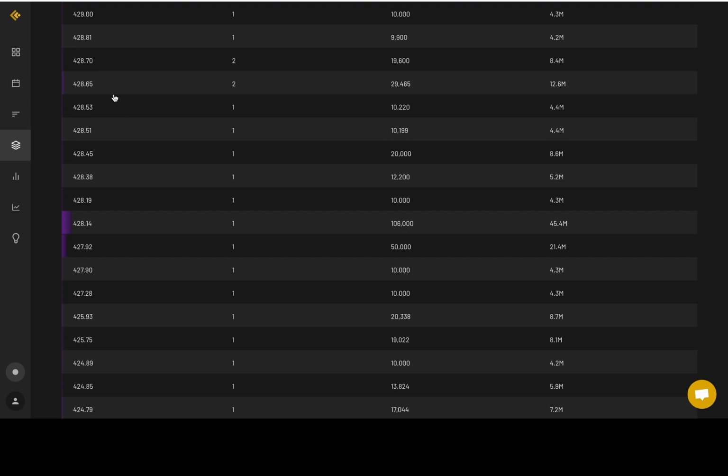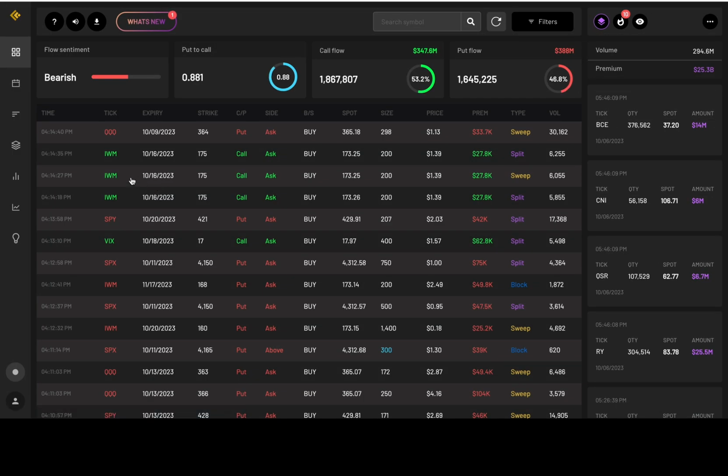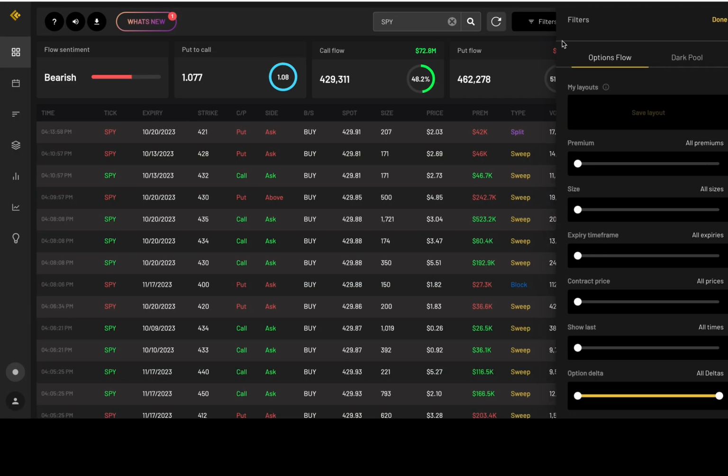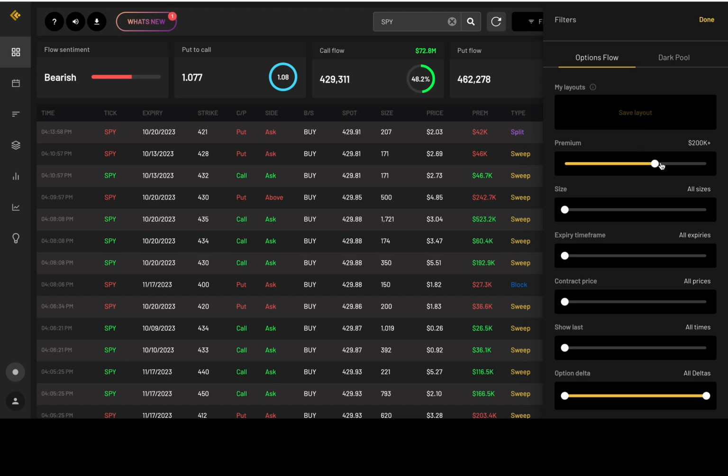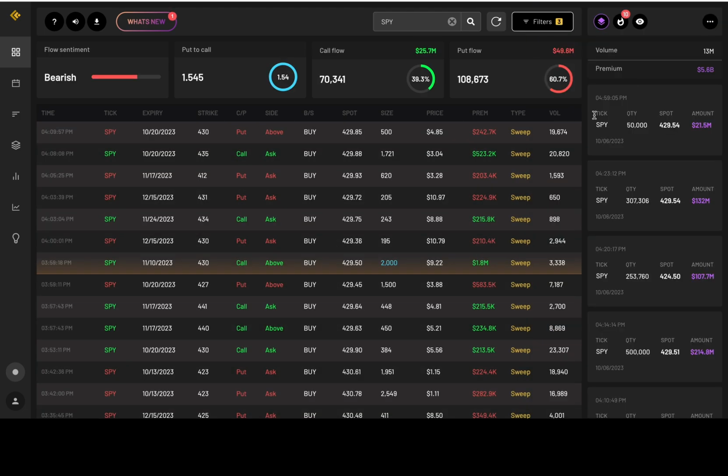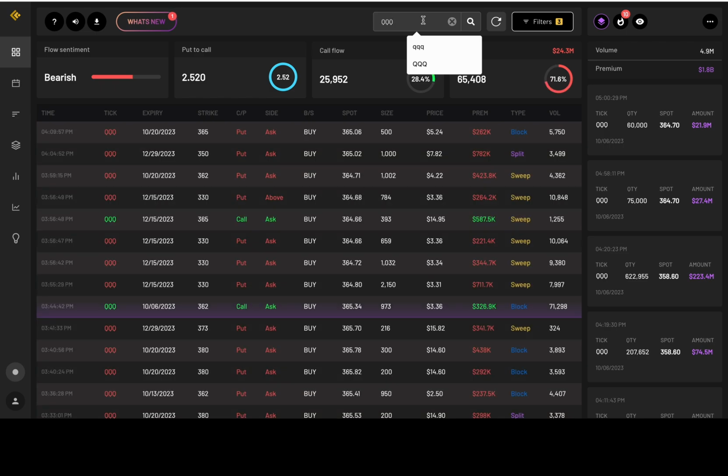All right, guys. So, yeah, let's end this with the option flow. Filter for 500K premiums or above. I just want to know what Big Money's doing. And Big Money's overall bearish. They're not as bearish as early last week or whatever, but it's still a little bit bearish here. Triple Q bearish.